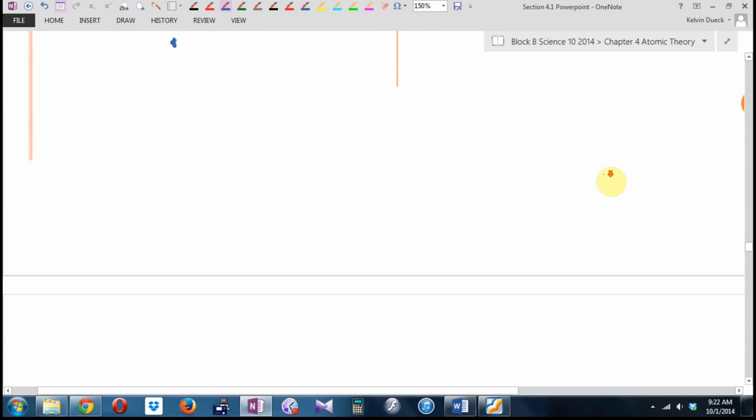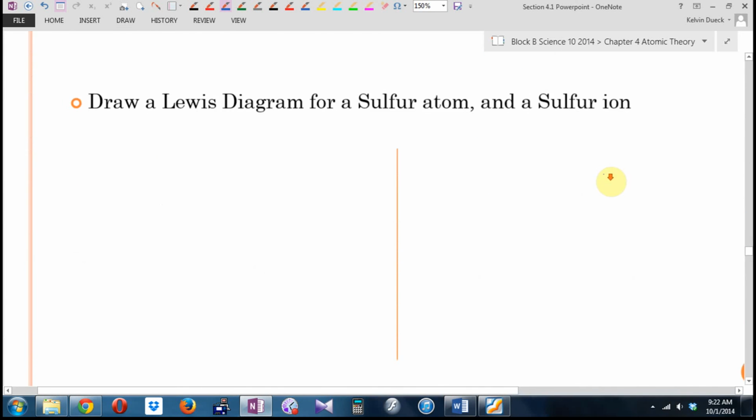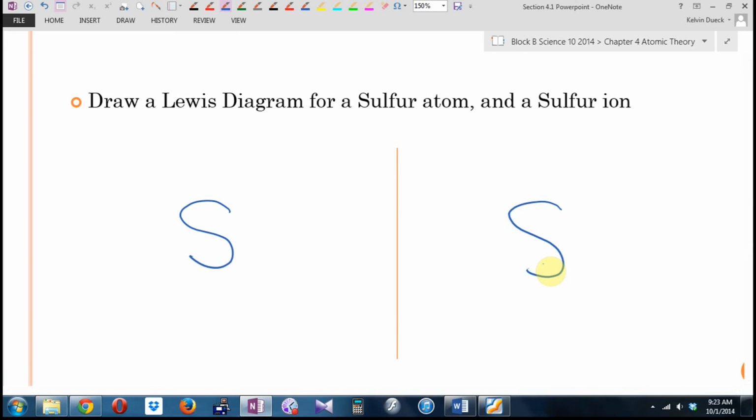Let's try a couple more. Draw a Lewis diagram for a sulfur atom and a sulfur ion. Step 1, find the symbol for sulfur. Is it just an S? S for sulfur, S for Superman. Let's do the atom on the left-hand side. How many electrons are there going to be in its valence shell? And again, if you forget, just count all the way across.